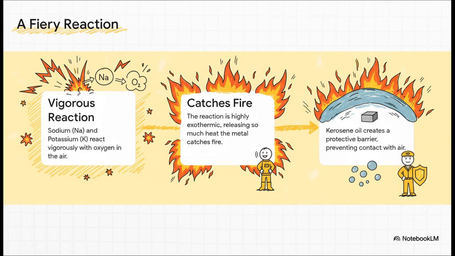Well, here's why. These metals are so incredibly reactive, they'll actually have a violent reaction with the oxygen just floating around in the air. And this isn't a slow burn, it's what we call exothermic. It releases a ton of heat, so much heat that the metal just catches fire all on its own. So that kerosene oil, it's basically a bodyguard, creating a barrier that keeps the air away.